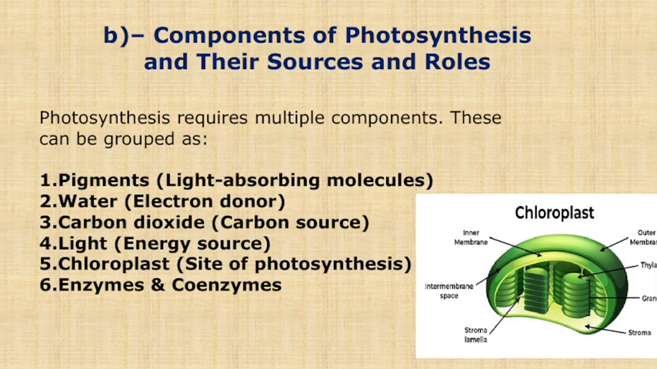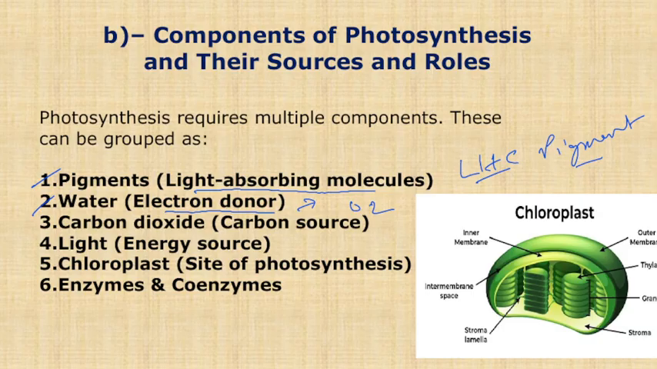So what are the basic components of photosynthesis? First of all is the pigment system, that is the light harvesting molecules or light harvesting complexes that contain pigments like chlorophyll, carotenoids, xanthophylls. These are the important pigments. And water is necessary, which provides the electrons, and by splitting of water we get O2 as a byproduct. Carbon dioxide is necessary for providing the carbon source. Light energy, sunlight, is essential. The chloroplast is the site where photosynthesis takes place, and enzymes and coenzymes will also be necessary for the overall reactions to occur.